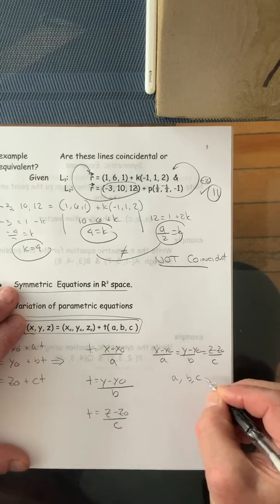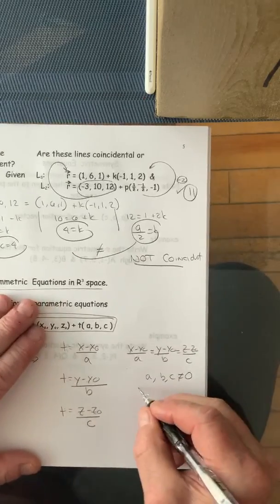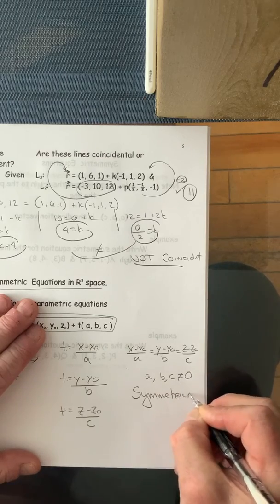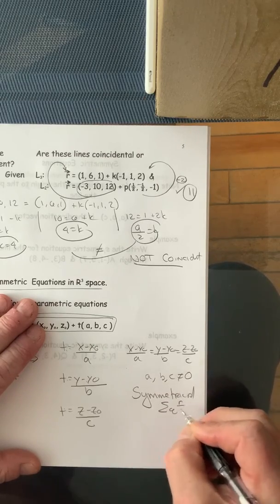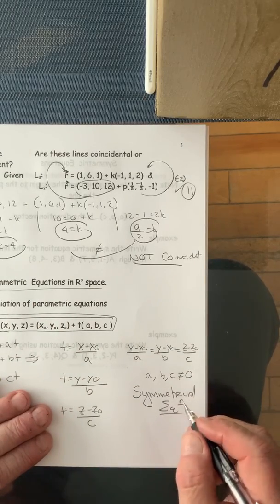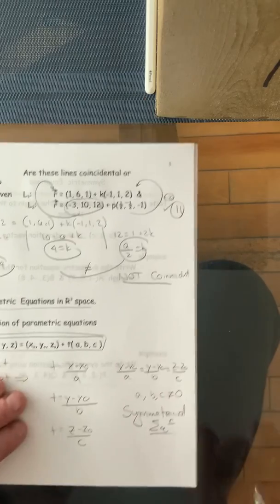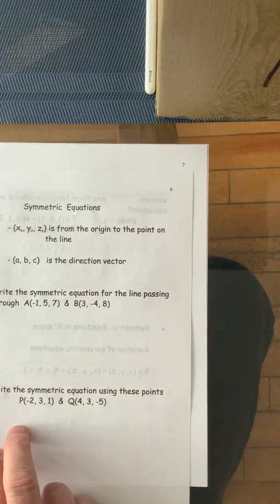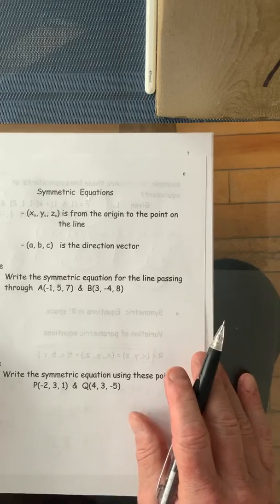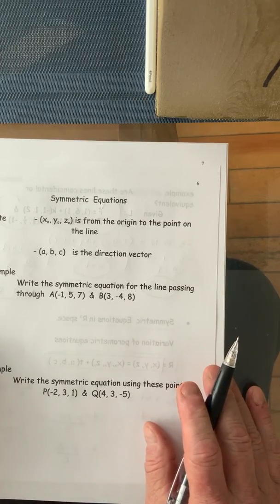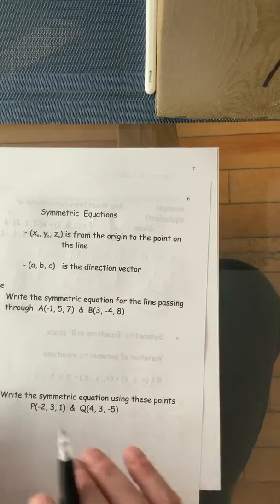A, B, and C cannot equal 0. Otherwise, this is a symmetric equation. Okay. This is another form of a three-dimensional equation. It's going to come in handy. Now what do we got? Page 6. I'll stop here.